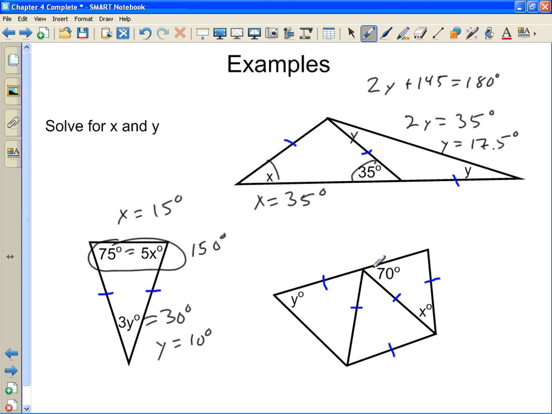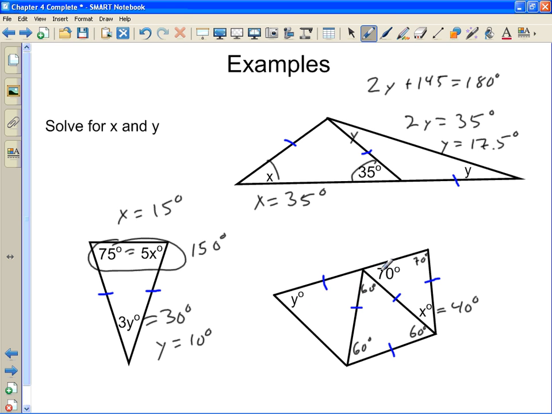The last example here, I've got an equilateral triangle inside here, because it's got 3 congruent sides. So I know that all of these angles are 60. I'm hoping that'll help me out at some point. Now this and this, these 2 sides are congruent, so this also has to be 70 degrees. So that's 140, leaving x the other 40 degrees in this triangle.